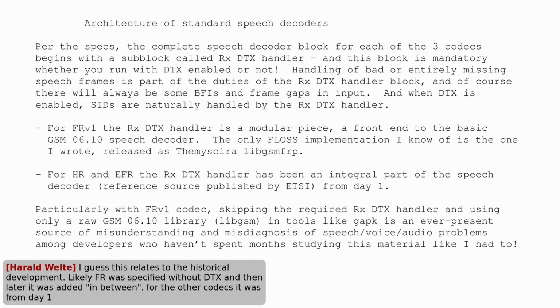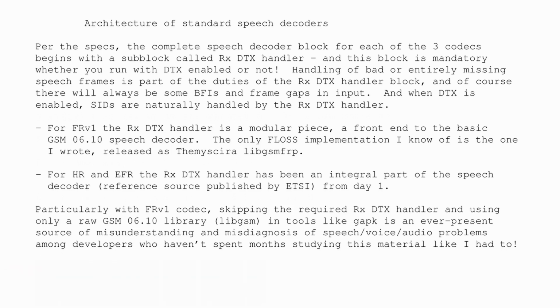Yes, Harold's comment, I guess this relates to historical development. Likely FR was specified without DTX, and then later it was added in between for the other. Yeah, most likely correct. Obviously, I wasn't there when all this happened. All this happened long before I entered the scene. But Harold's guess is most likely correct. Yes, that's probably why it is a modular piece for FR1. But in any case, as developers of Osmocom network side software, we have to be aware. We have to know what the standard decoder architecture is so we can plan our work around it.